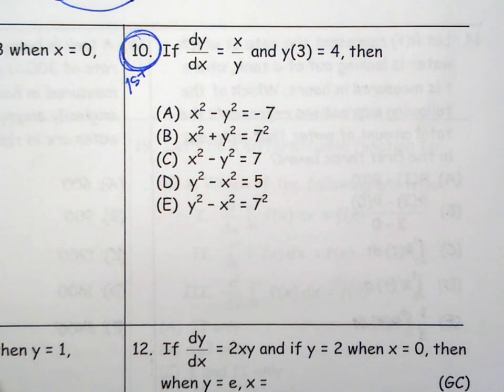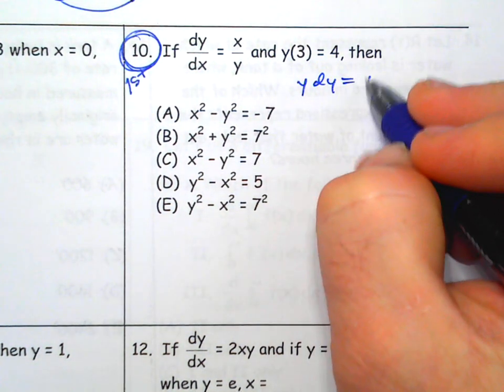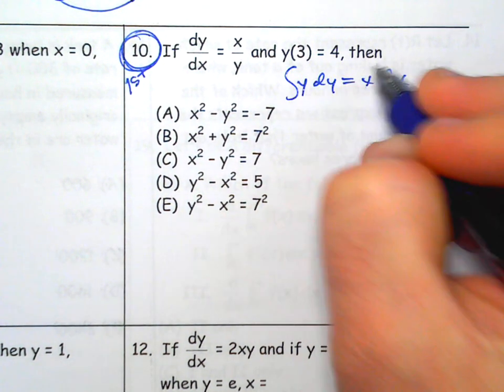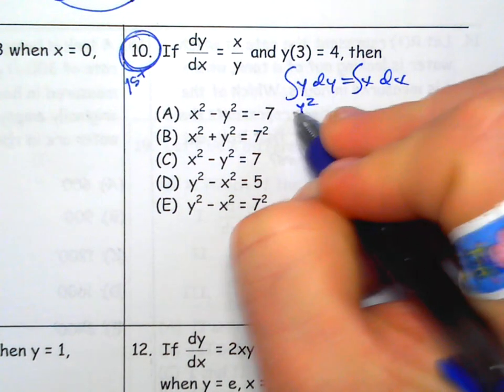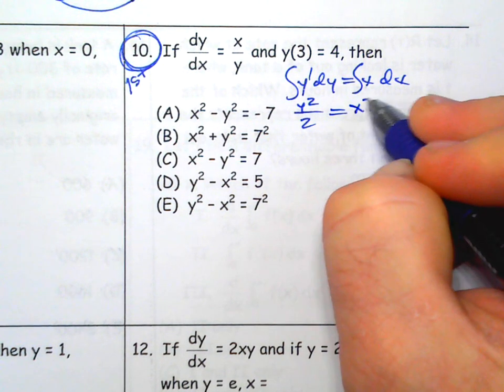So first step we've got to do is separate the variables. y dy equals x dx. This one's not bad. The integration's pretty easy. It's power rule. y squared over 2 equals x squared over 2 plus c.